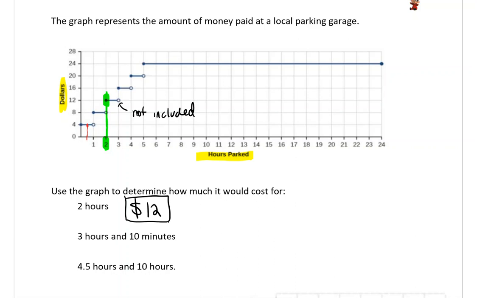All right, 3 hours and 10 minutes. Well, 3 hours and 10 minutes is going to be a little smidge past 3. And that will be $16.